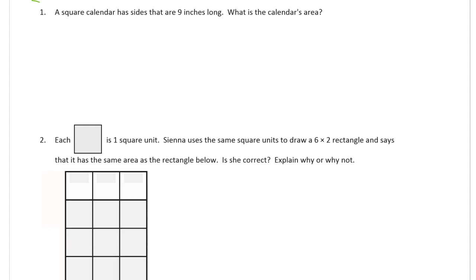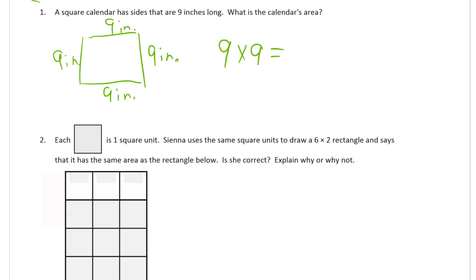A square calendar has sides that are 9 inches long. What is the calendar's area? All right, so I'm just going to draw a square. Nine inches, all square sides are equal. So the area is 9 times 9, which is 81 square inches.